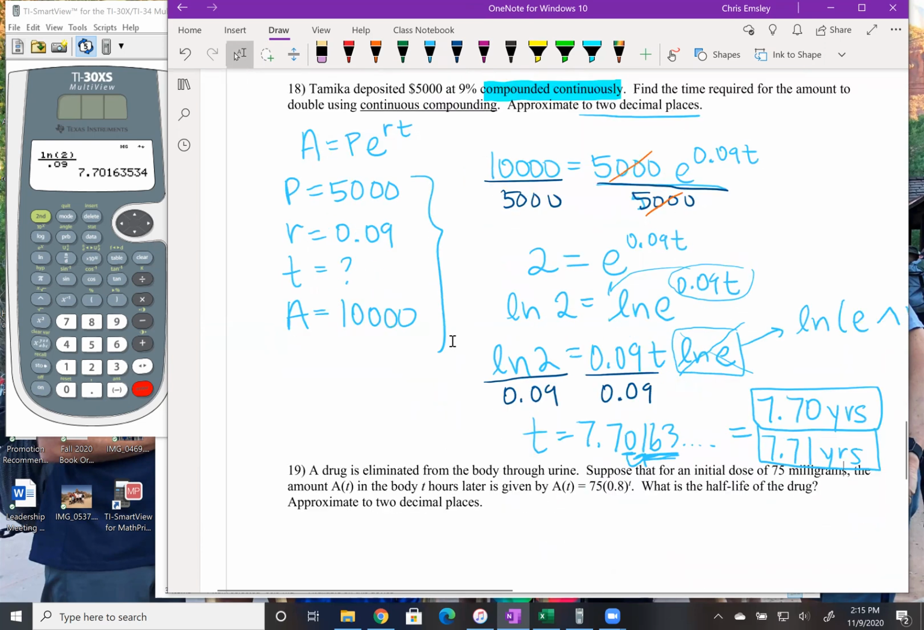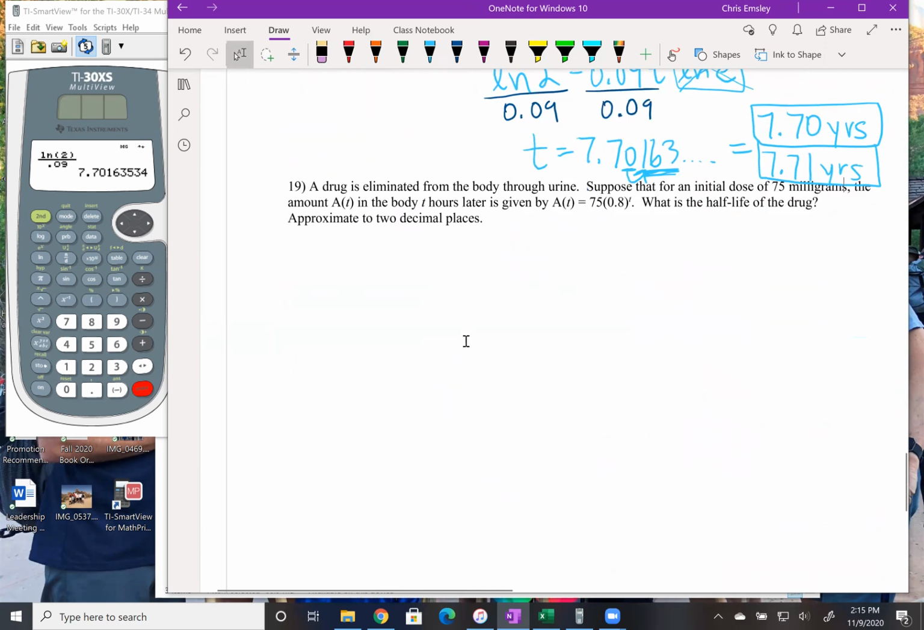Okay, last question on the review sheet. Here we go. Number 19 says, a drug is eliminated from the body through urine. Suppose that for an initial dose of 75 milligrams, the amount, A of t, in the body, t hours later, is given by, and they give us a nice little exponential function there. What is the half-life of the drug? Approximate to 2 decimal places. So they gave us this function.